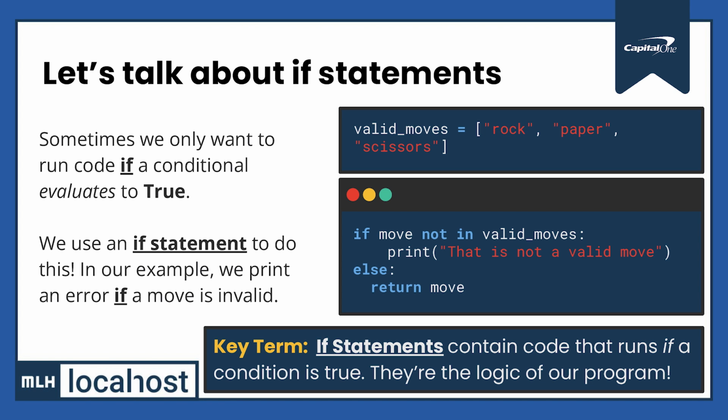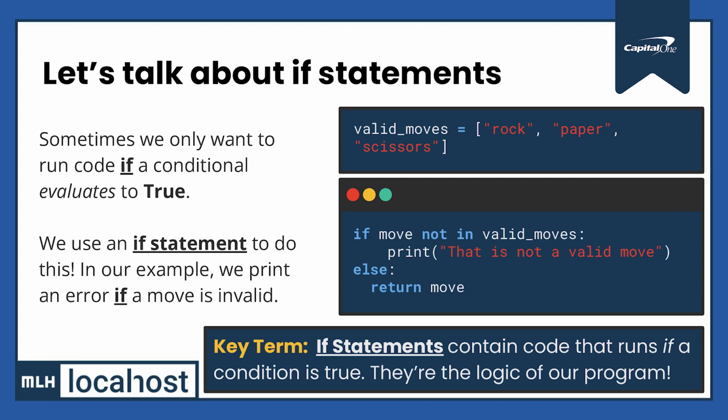And yeah, we're throwing in tons of different concepts here really quick, but feel free to pause the video or slow down or go back if you need to go and refresh your memory. Sometimes we only want to run code if a conditional evaluates to true. And here's an example of us doing this. We use an if statement to do something. So we print an error if a move is invalid. If you get confused, just remember, if statements contain code that only runs if a condition is true.